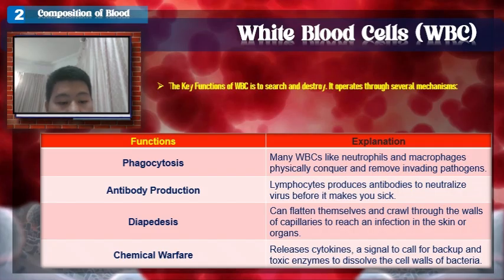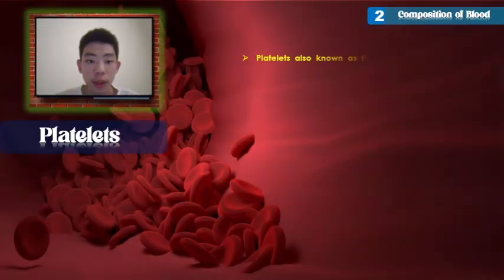Leukocytes can flatten themselves and crawl through the walls of capillaries to reach an infection in the skin or organ. Chemical warfare: they release cytokines, a signal to call for backup, and toxic enzymes to dissolve the cell walls of bacteria. Platelets, also known as thrombocytes.